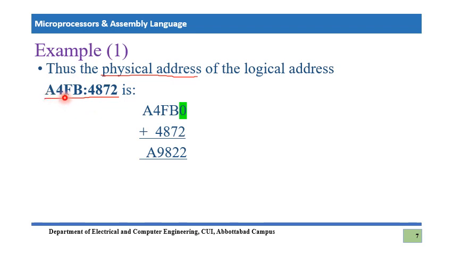We are supposed to multiply it by 10 in hexadecimal. So multiplication by 10 means we are just adding a 0 here, right? Remember, if you multiply any number by 10, you just add a 0 to the least significant part of the number. So A4FB becomes A4FB0. Now the first step is done. Now we have to do the second step.